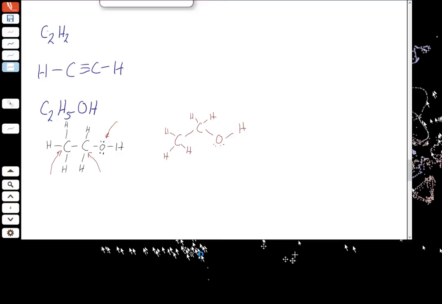And because we figured out the geometry of each of those carbons and oxygens, we've also figured out the hybridization. What's the hybridization on all of those? They've all got to be sp3, because anything that is tetrahedral is sp3 hybridized.